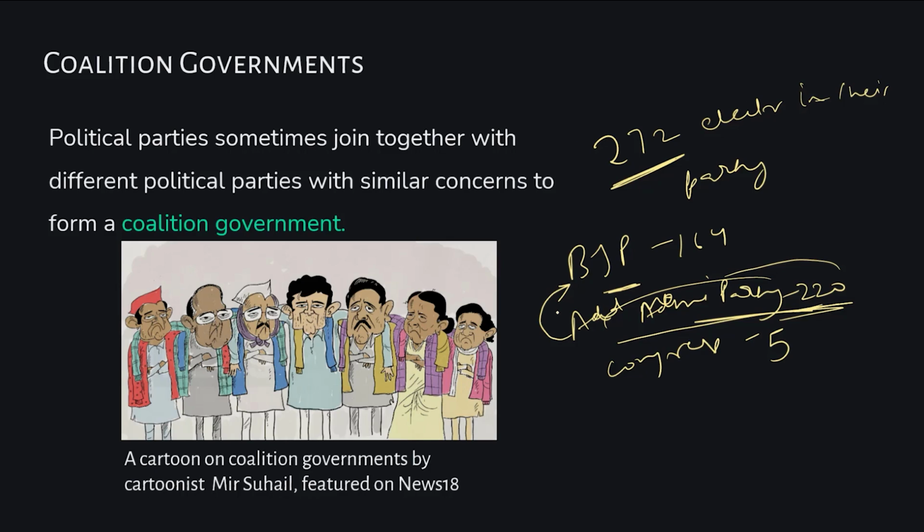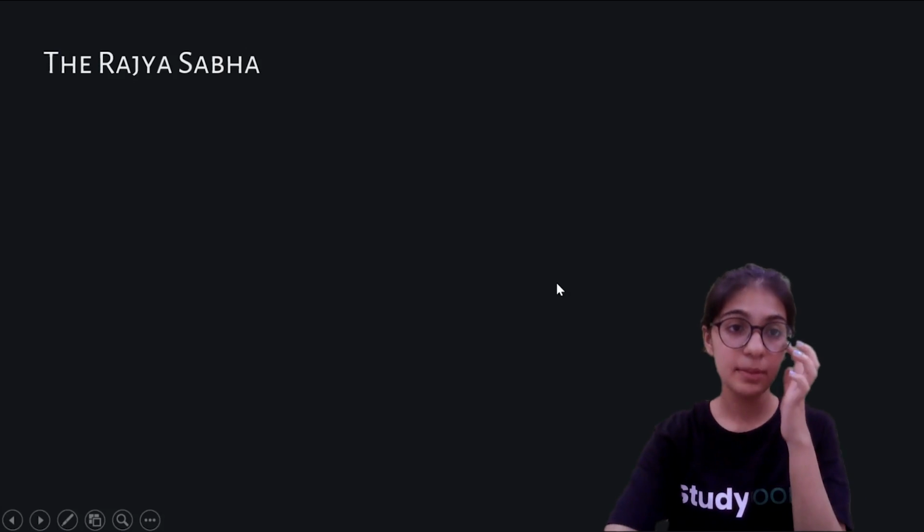Now in case Aam Aadmi Party gets 220 votes and Bharatiya Janata Party gets 164 votes, neither of the two has got the majority, so they can form one government which is called the coalition government. Their votes when added will be more than 272, so by common consensus they can come in majority. This was a very hypothetical example, just to make you understand what a coalition government is and how it is formed. Alright, moving on.